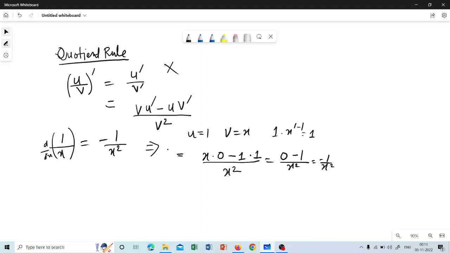In this case we don't need to use the quotient rule, but I am showing that you can use it here also, in case you don't remember the formula or forget the direct result.